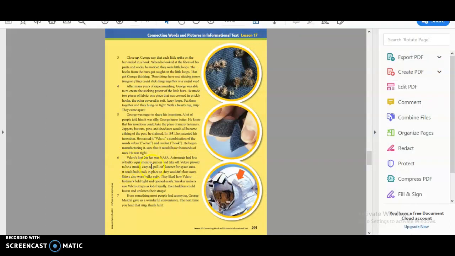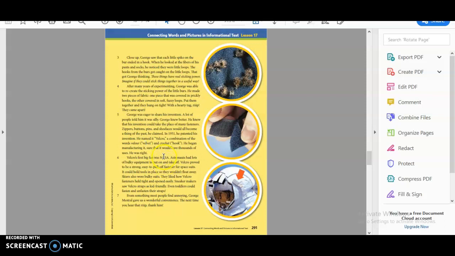Let's look at paragraph 6. Velcro's first big fan was NASA. Astronauts had lots of bulky equipment to put on and take off. Velcro proved to be a strong, easy pull-off fastener for spacesuits. It could hold tools in place so they wouldn't float away. Skiers also wore bulky suits. They liked how Velcro fasteners held tight and opened easily. So here's a lot of really important things about proving how useful Velcro is. It names astronauts, it names skiers, it names toddlers. So any of these key details I can use to prove that Velcro is useful.